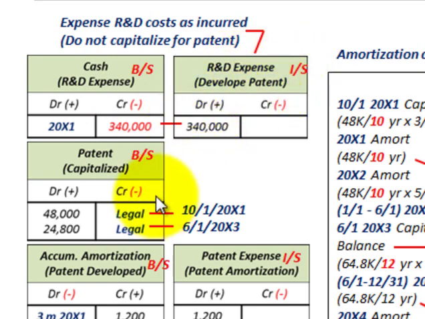So that takes care of our internally developed patent and how we'd amortize it. And you notice we had a number of changes due to the change in the life of the patent.